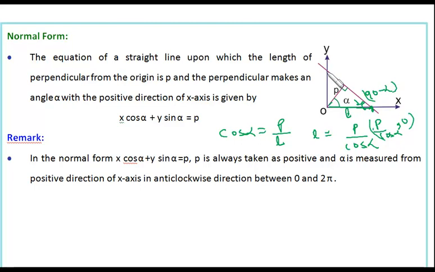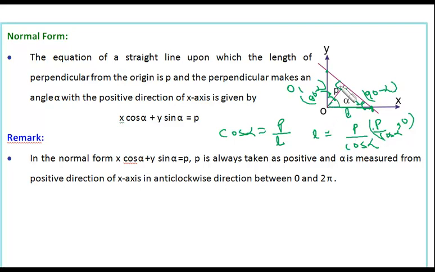Similarly, we can find the coordinates of this point. Here the x coordinate will be 0, and the y coordinate can be found out. This is 90 degrees, this is alpha, so this will be 90 minus alpha. So the relationship between this and this, right? This is what?